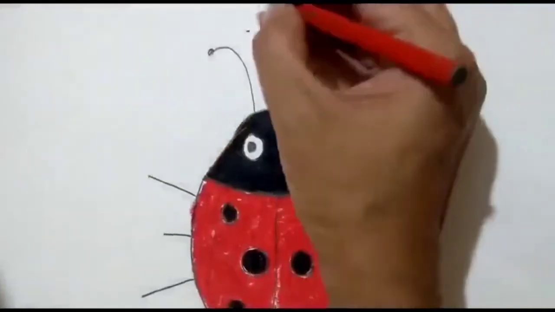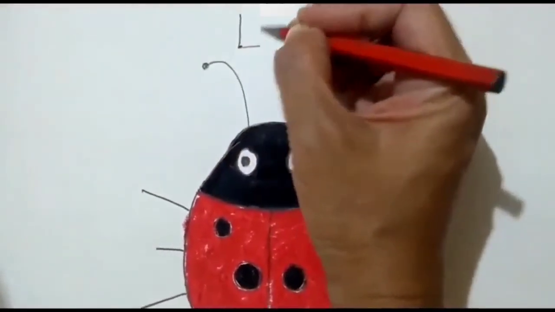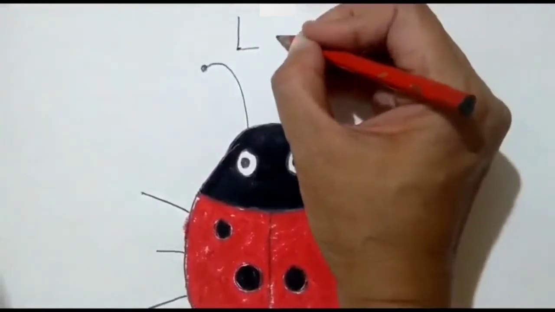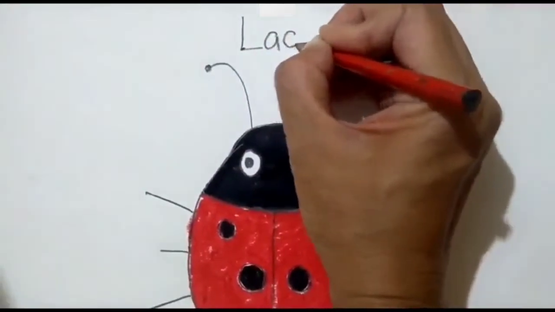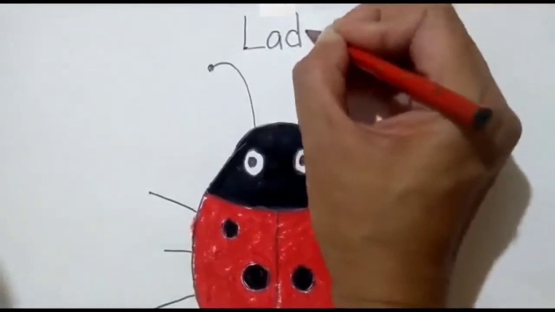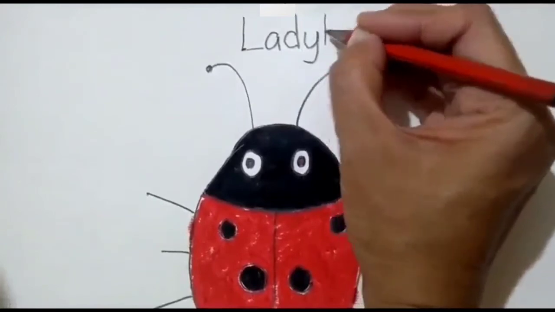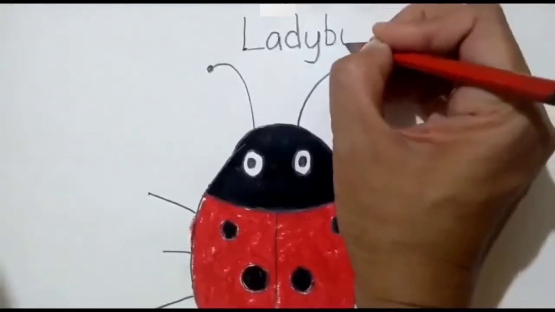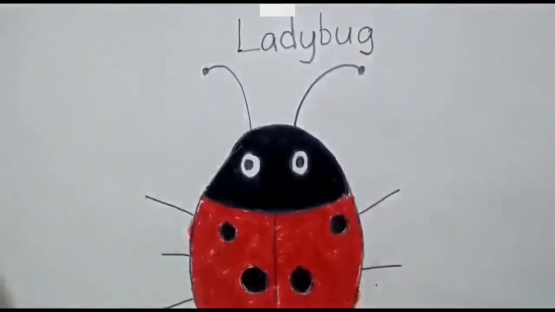Let us write it. L capital. Then A. D. Y. Then B. U. G. Ladybug.